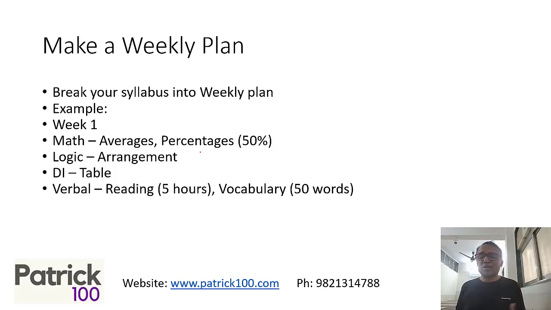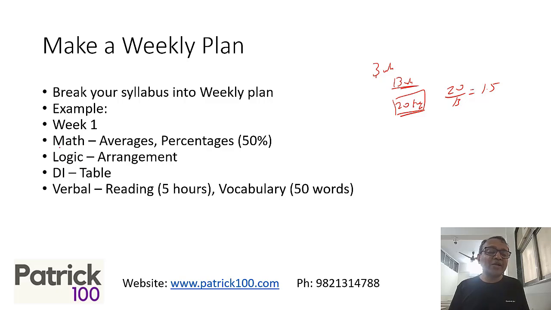Then make a weekly plan. Say I want to complete my syllabus in 3 months, which will be around 12 to 13 weeks. So if I have 13 weeks and, let's say, there are 20 topics of mathematics, I may approximately do 1.5 topics per week. That means in week 1 of maths, I will do averages, the full topic, and maybe half of percentages. So 1.5 topics per week.